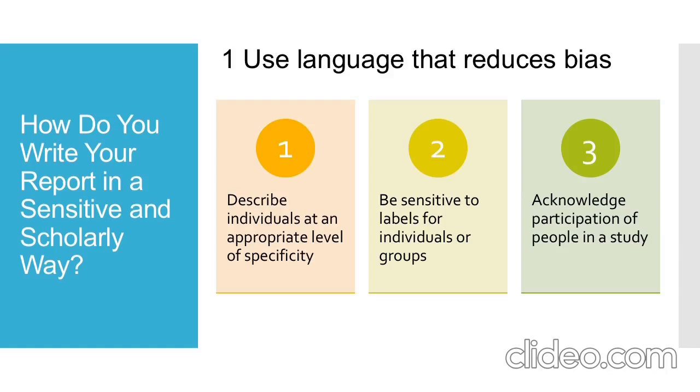Second, he or she must be sensitive to labels for individuals or groups by calling people names they prefer. And finally, the researcher must acknowledge the participation of people in a study by identifying specifically all of the participants.